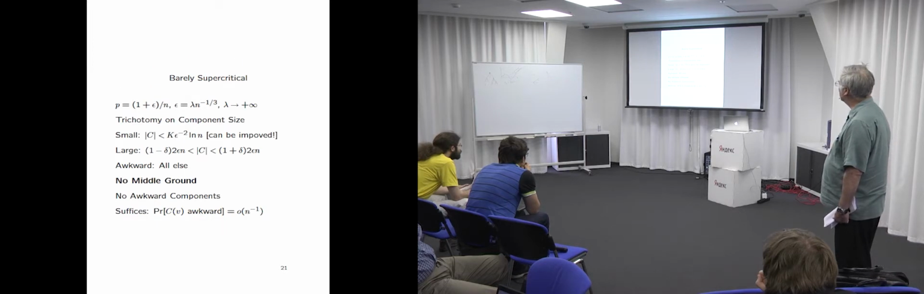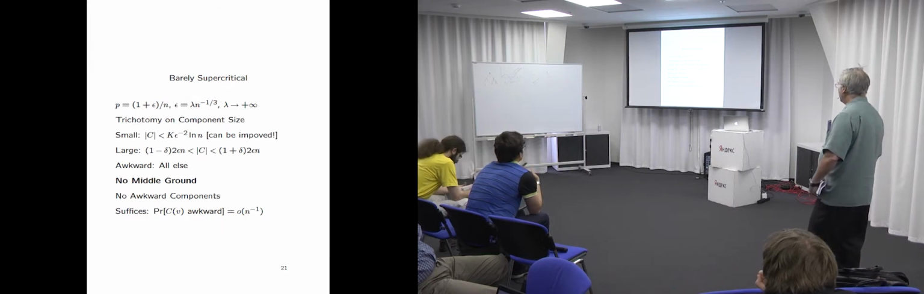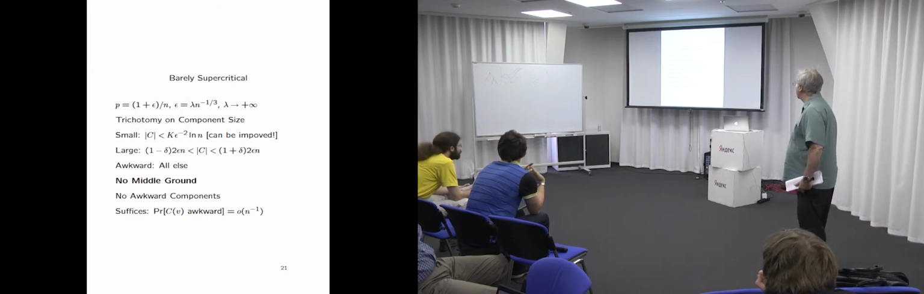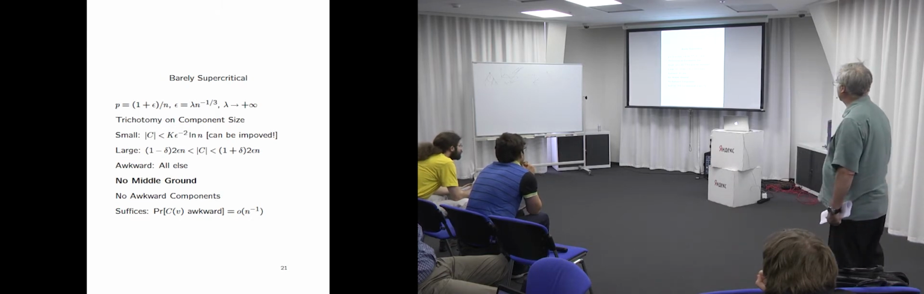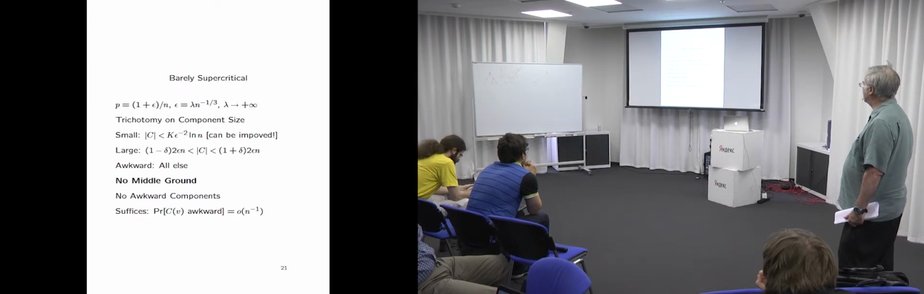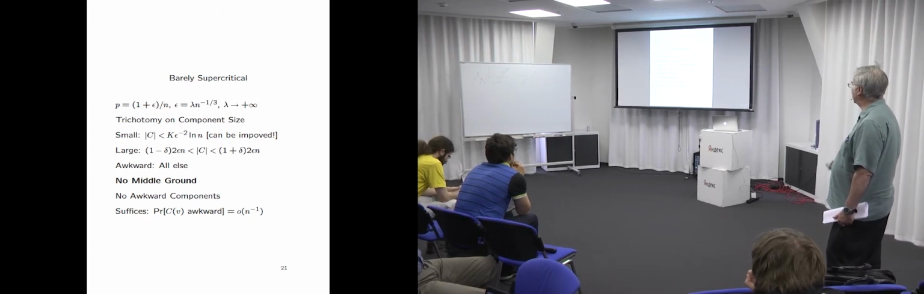But now, in the barely supercritical regime, we want it to be (1 plus epsilon)/n, where epsilon is lambda n to the minus 1/3, and lambda is going to plus infinity. And we make a trichotomy. We start at a point and we generate the component.